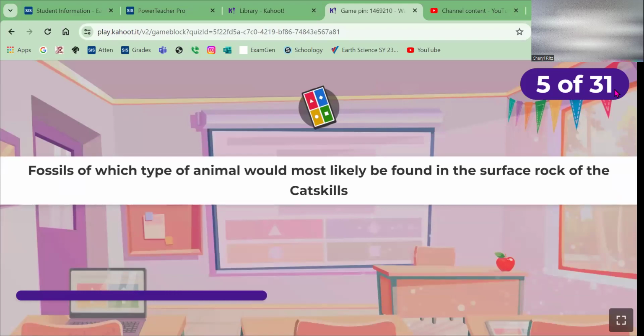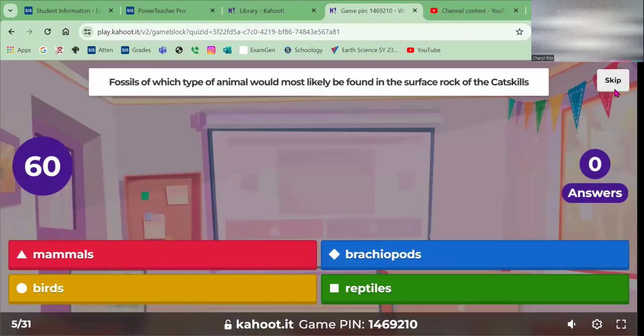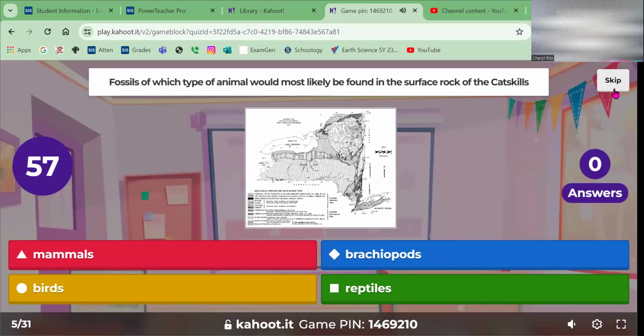Fossils of which type of animal would most likely be found in the surface rock of the Catskills? Hint, you need the map of New York State to do this question first. Print it up and you can get extra credit. Don't tell anybody else. They might steal it from you.